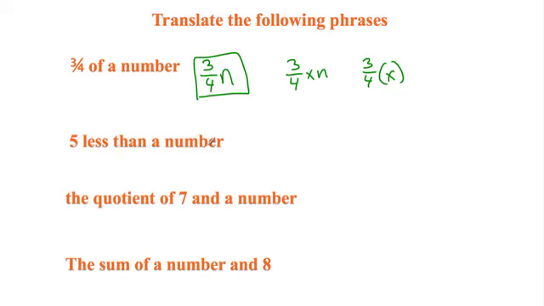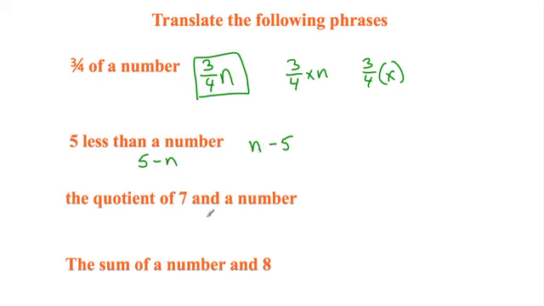5 less than a number. All right, 5 less than a number. You have to think about this. If I write 5 minus a number, that's wrong. It's n less 5. This is kind of tricky. My number, so n less 5. 5 less than the number n.